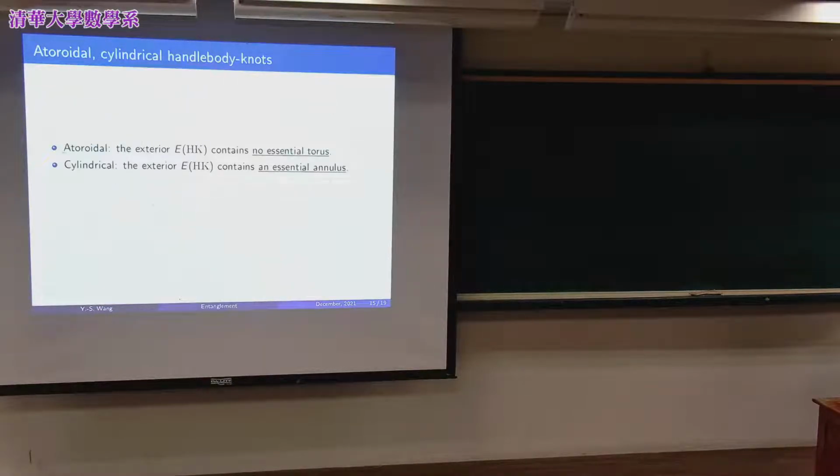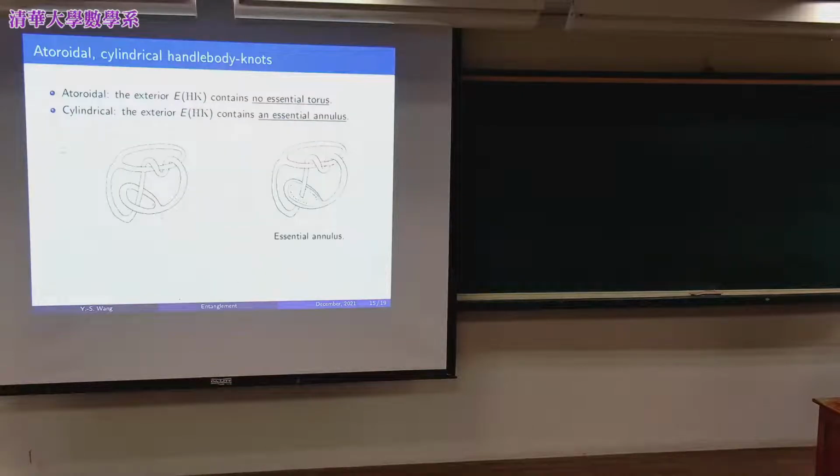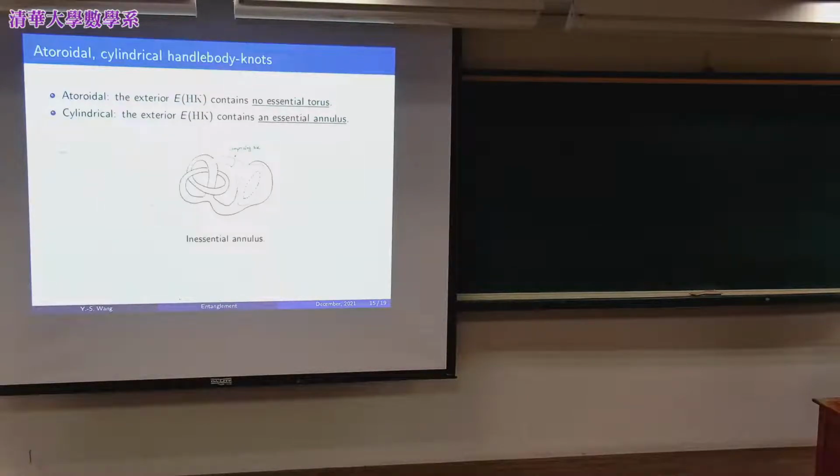Now for cylindrical, it's an existence condition. It says that the exterior of the handle-body knot should contain an essential annulus, and this is an example. This is an essential annulus. You see, this is the handle-body knot, and this is an annulus nicely embedded in the exterior of the handle-body, and it's essential because you cannot compress it.